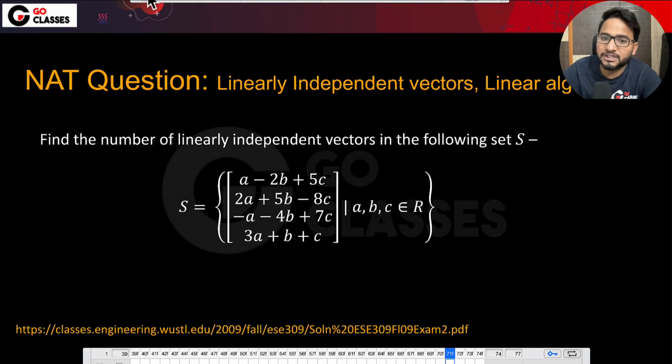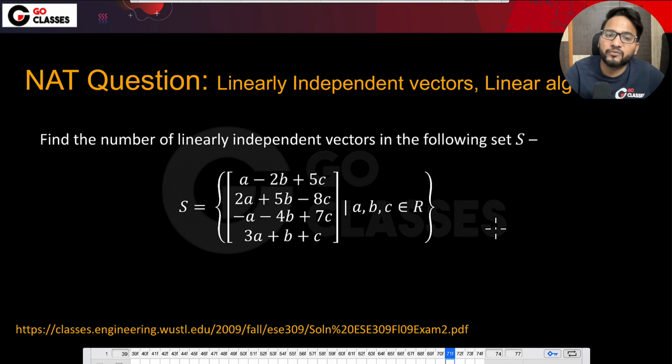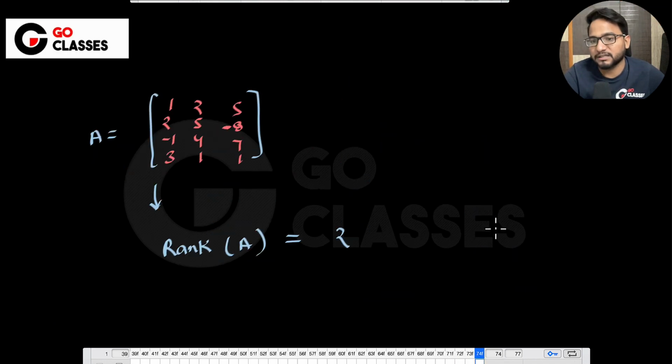So just pay attention to what they're asking, right? See, they have given a general vector. They form a vector in such a way that if you decompose it and then you find the rank, then you are getting the rank as 2. You're not getting rank as 3. So just be aware of these things.